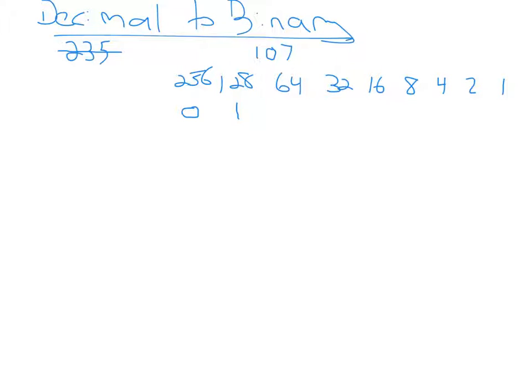I like writing it down so that I can keep track. Can I subtract 64 from 107? Yes, I can. There's a 64 in 107. So I subtract, and then I have 43 left. I'm going to write down the 43, and I will cross out my 107. The next thing I do is see, can I subtract 32 from 43? I can, so I put a 1 in the 32 place, and what do I have left over? 11. Can I subtract 16 from 11? No, I cannot, so I put 0. I have 0 16s in 11.